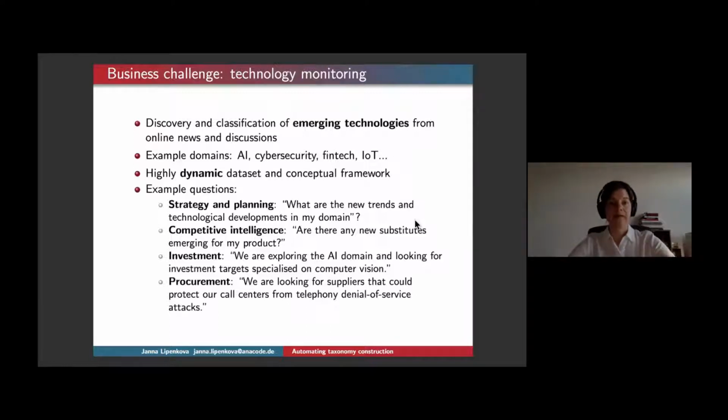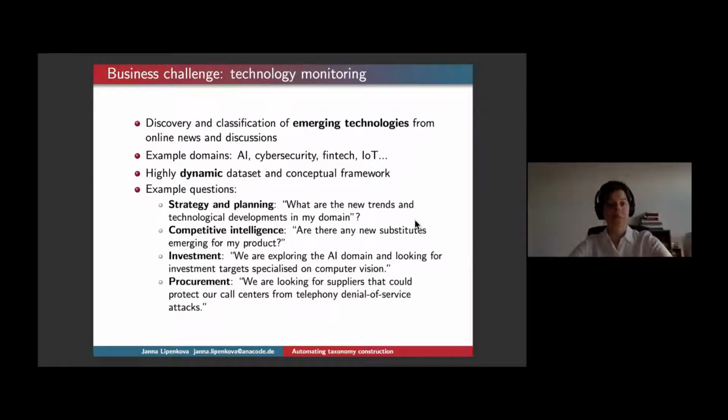So some of the example questions that we get from our corporate customers can come from very different departments and from very different business motivations. One is, for instance, in strategy and planning: what are the new trends and technological developments in my domain? That's probably the prototypical question that we get. Then we have competitive intelligence. For instance, are there any new substitutes emerging for my product? Because we work internationally, this can also be on a global level. So for instance, is there some substitute or someone who wants to leapfrog me maybe on the Chinese market? Yeah, so this really works on a global scale.